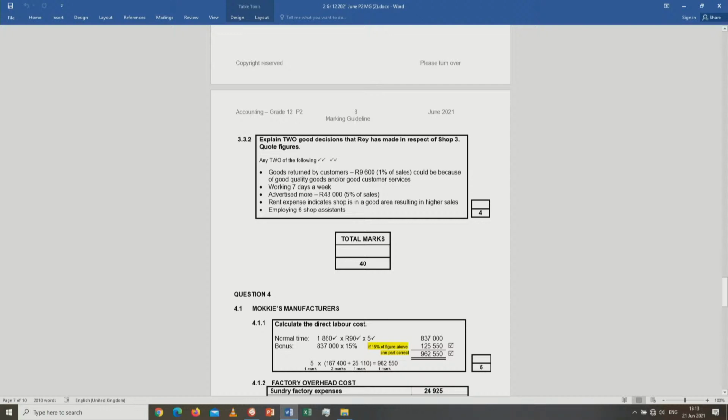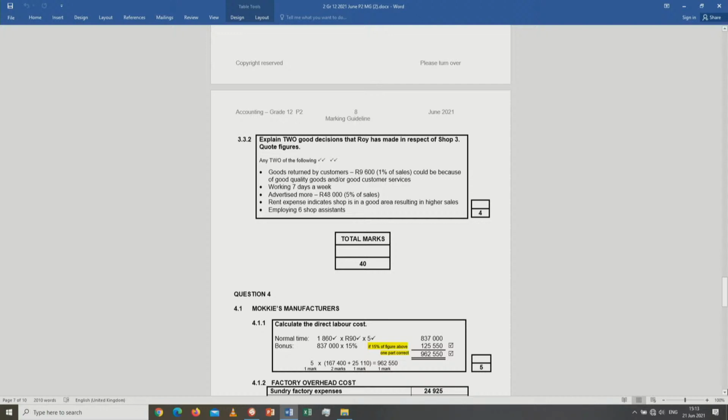Good returns by customers, 9,600, which is 1% of sales. Could be because of good quality goods and or good customer service. They're working 7 days a week. Advertise more, 48,000 rands, 5% of sales.